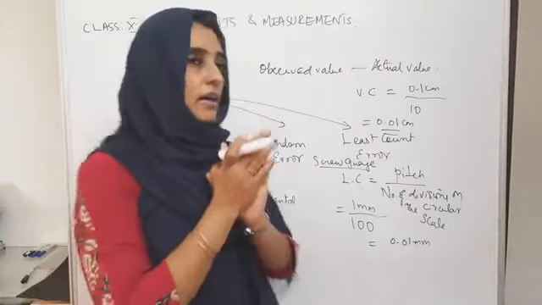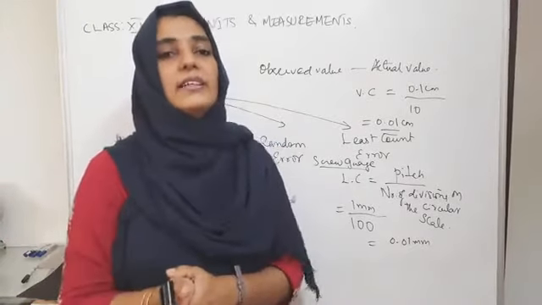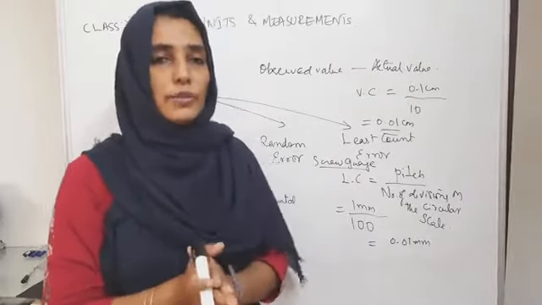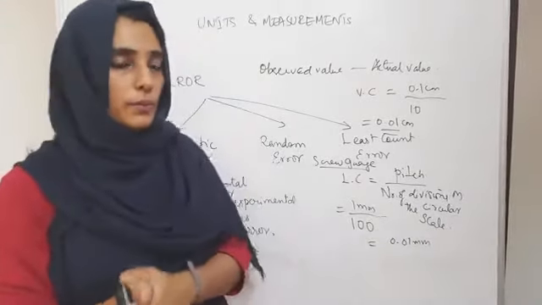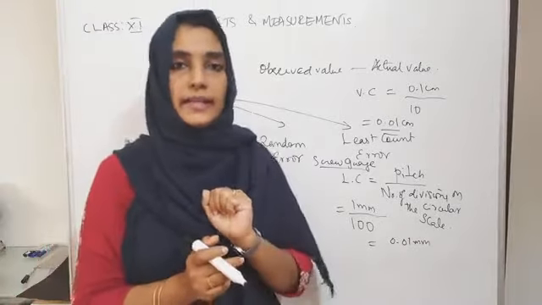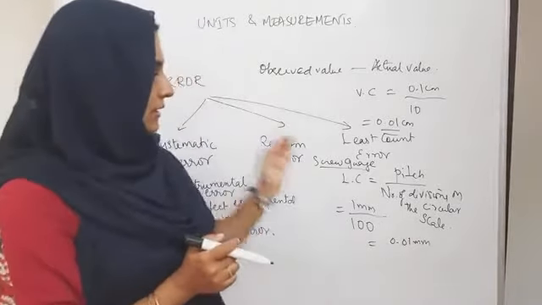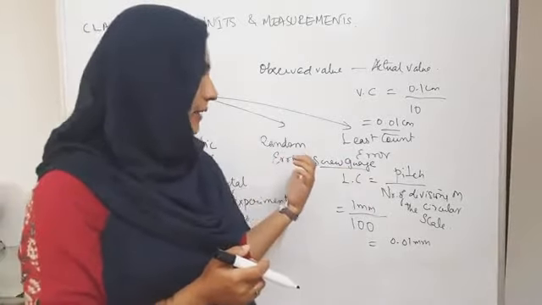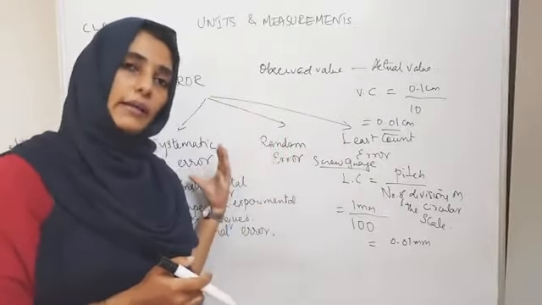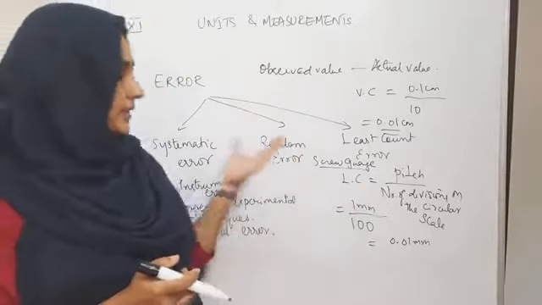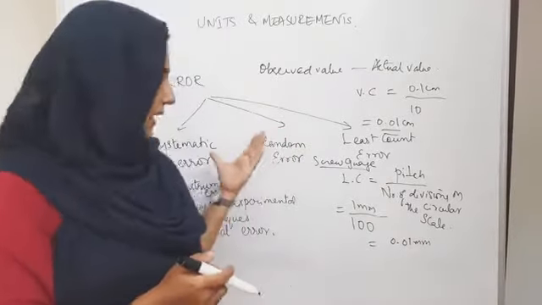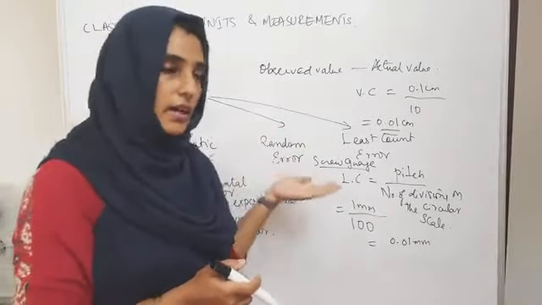It is directly related to the resolution of the particular device or instrument you are using in order to take the observation. Least count error can be categorized under both types of errors, systematic as well as random error. So least count error can come under systematic or random error.